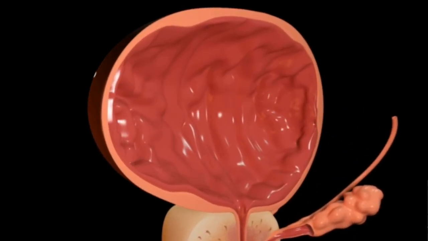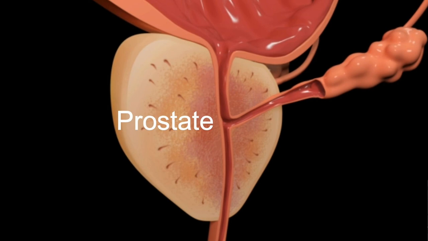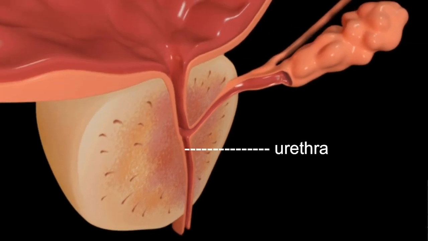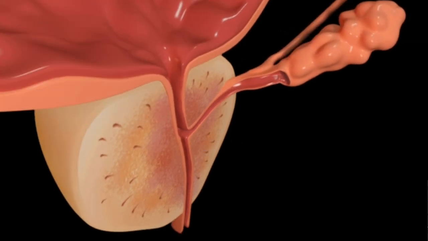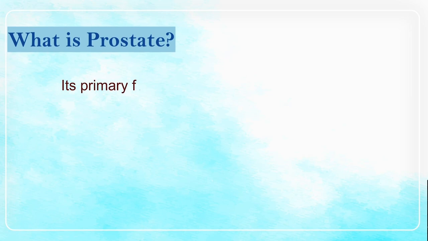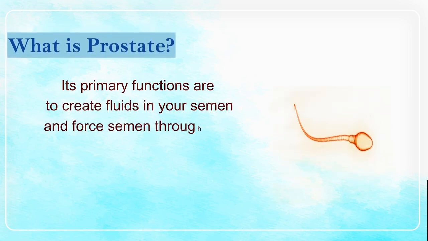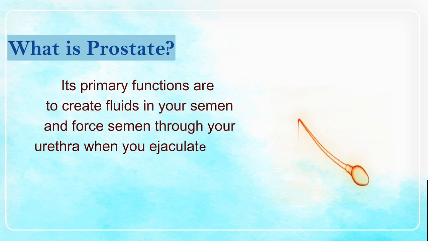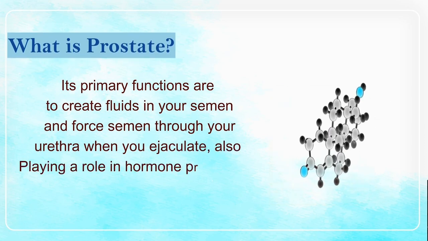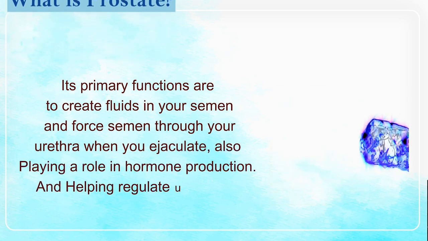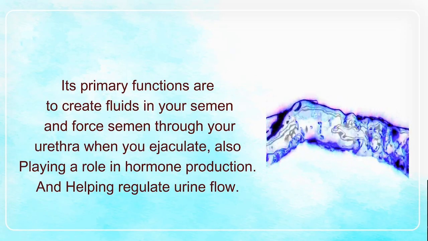Bladder, prostate, urethra, ejaculatory duct. Its primary functions are to create fluids in your semen and force semen through your urethra when you ejaculate. Also, playing a role in hormone production and helping regulate urine flow.